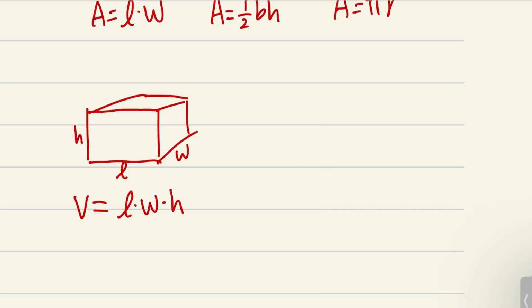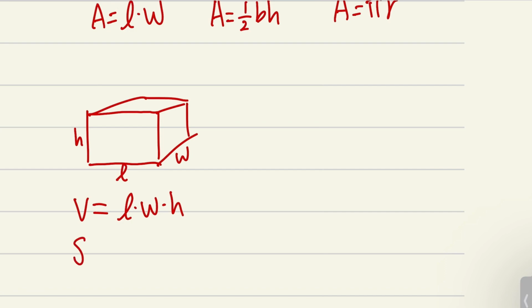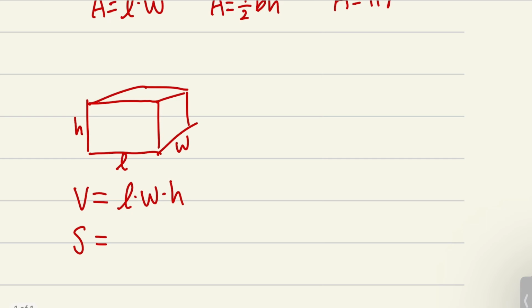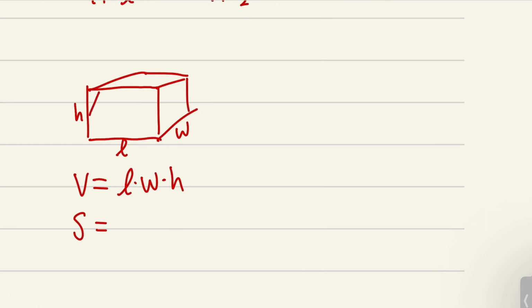Cool. Now, how about S, which stands for the surface area? So surface area means we want to take this part. And in fact, we have this. And don't forget, we also have the back version too. So here, this part on the back, it's also H times L. We have two of them, right? So we have 2 times H times L.